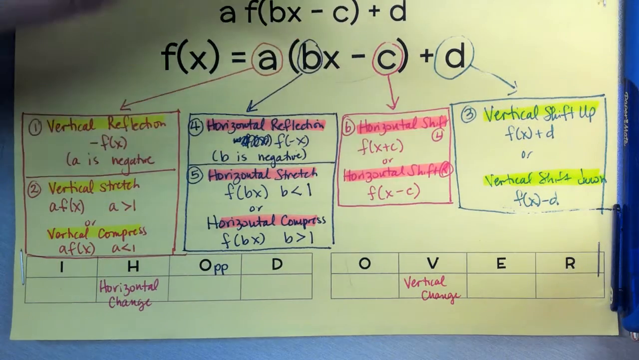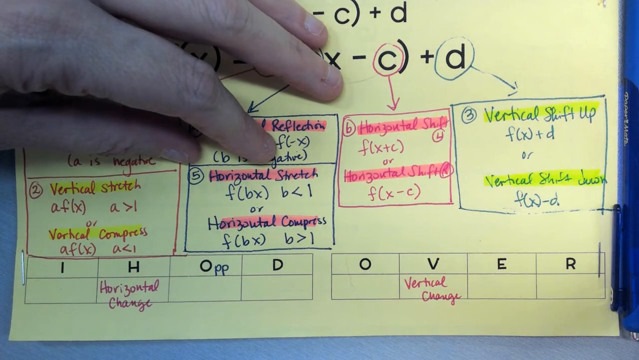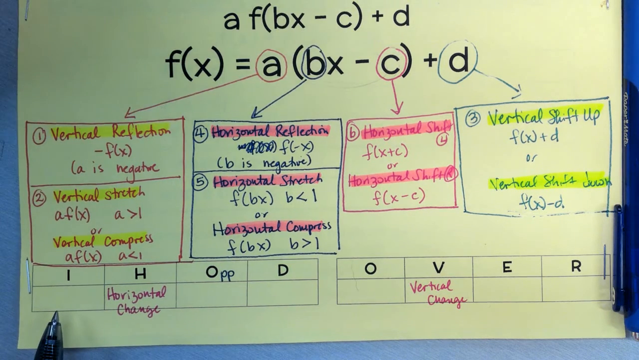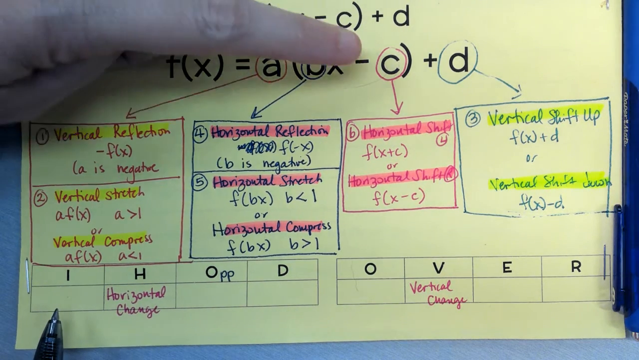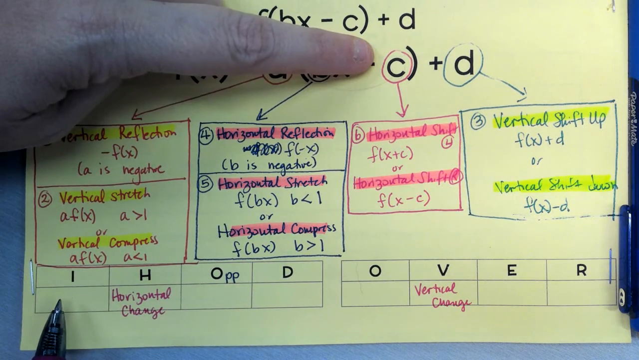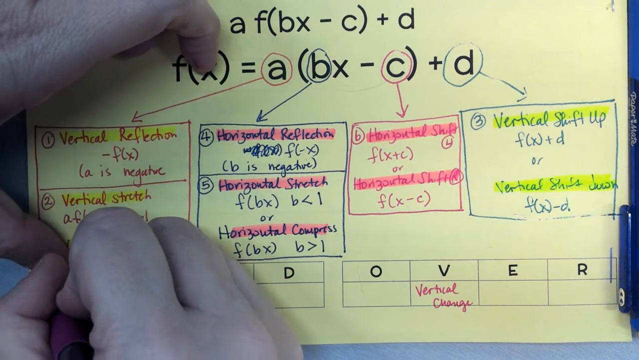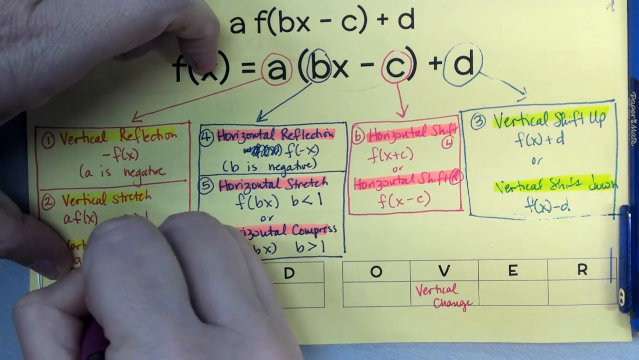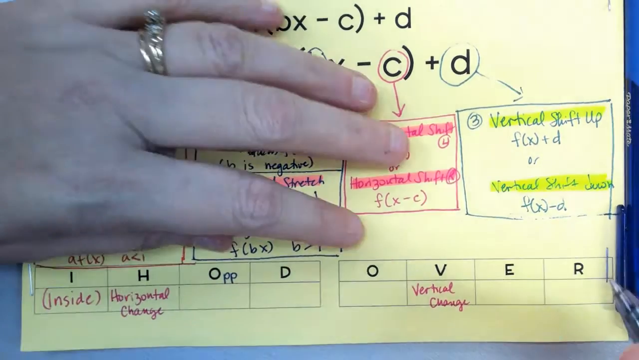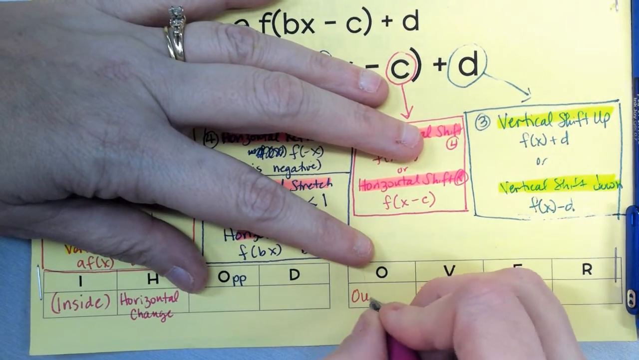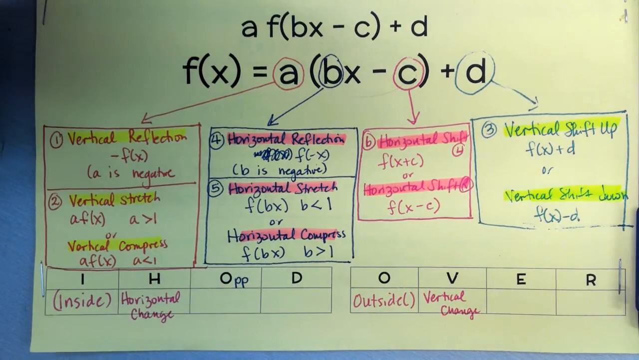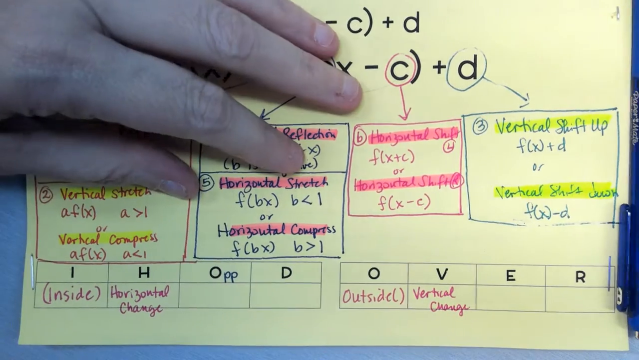Okay, now where do the horizontal changes take place? Inside or outside the parentheses? Inside. So the I stands for inside the parentheses. And then what do you think the O in over must stand for? Outside the parentheses. Okay?